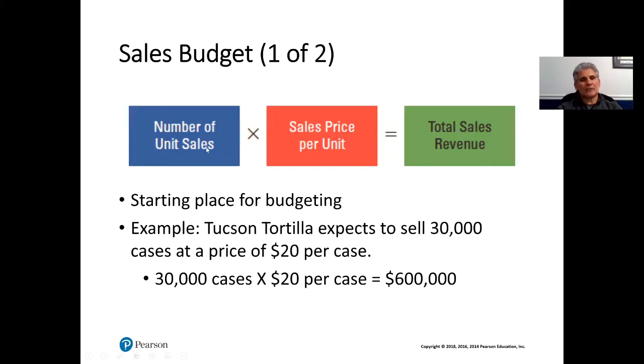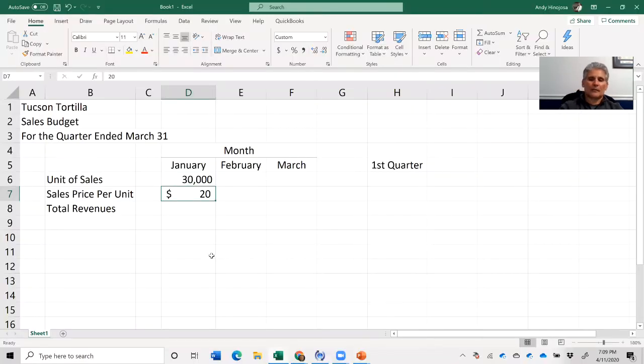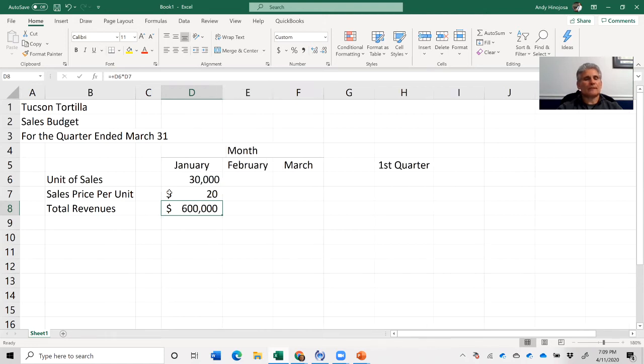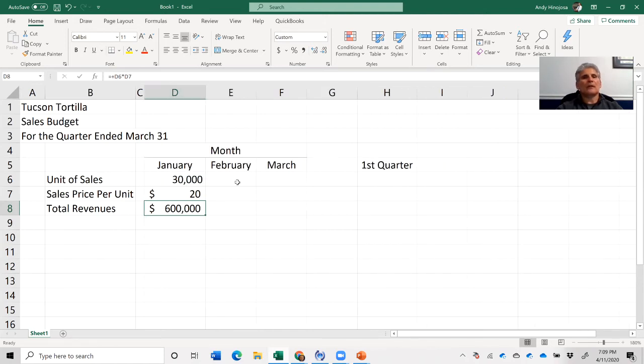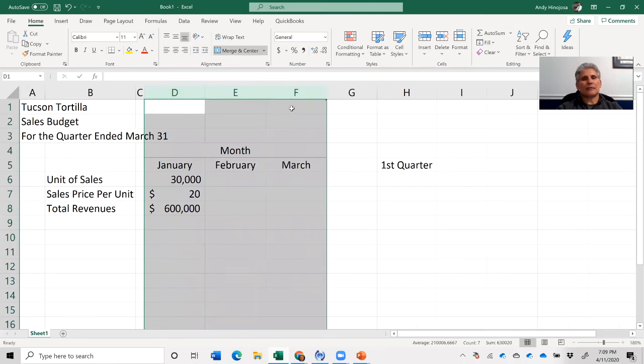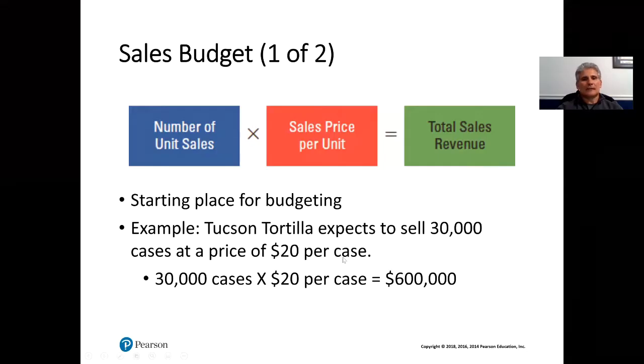The number of unit sales times the sales price per unit will give you total revenue for that period. So we'll take 30,000 multiplied by 20. And so our total revenues for January will be projected to be $600,000. So from here, all we have to do is just plug in the remainder of the period. Let's see, what do we have?